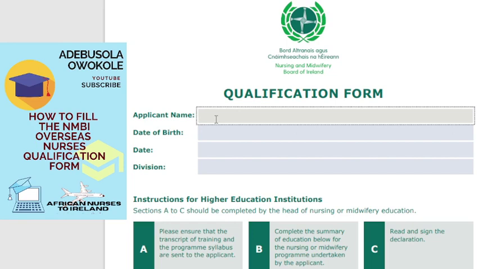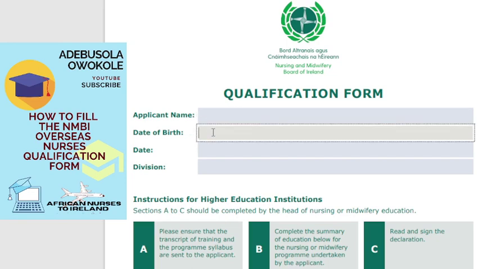Later on, if you are married and your name has changed for one reason or the other, then you should have your marriage certificate and your sworn affidavit of change of name attached to your documents to be uploaded. So the applicant's name is the name you were bearing when you were in school. If I was bearing another name when I was in school, I can put it here, either my maiden name or whatever name I was bearing.